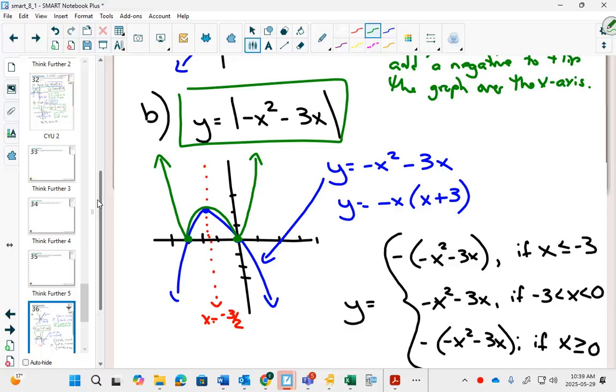So questions for practice on piecewise notation? 8, 9, and 13.